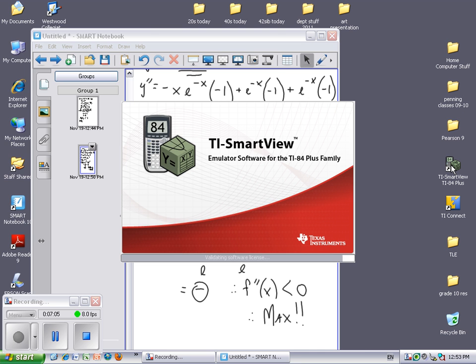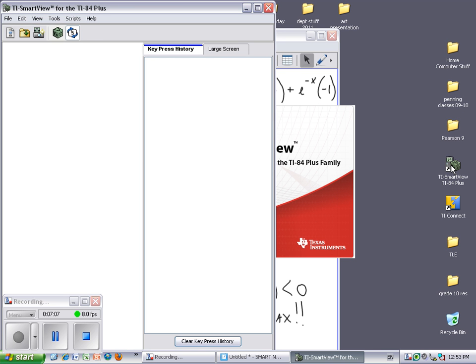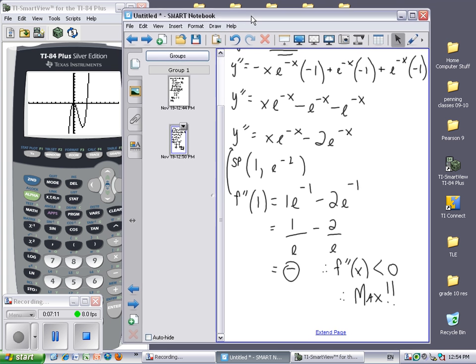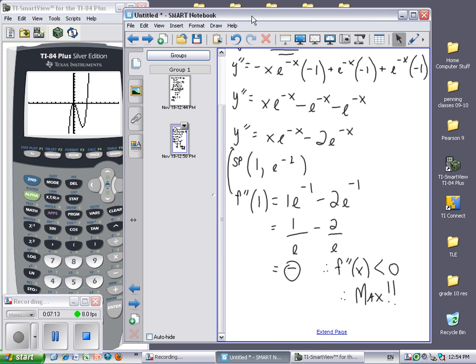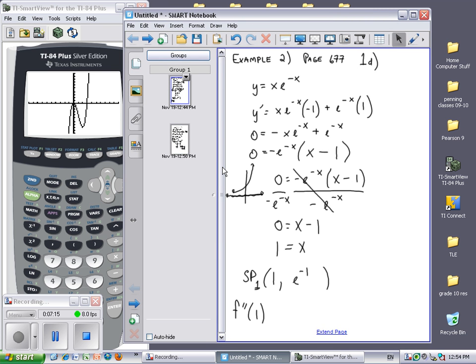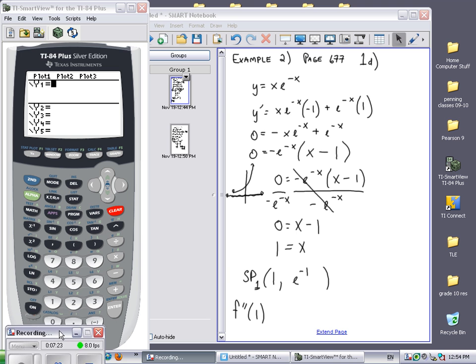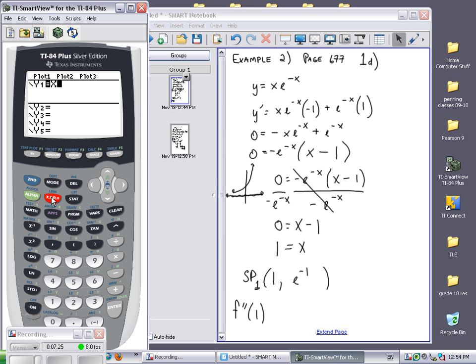Okay, so here goes. I'll get the original function up there. Y equals, clear the screen. All right, the original graph was x e to the negative x. So that's second ln, negative x. Graph.